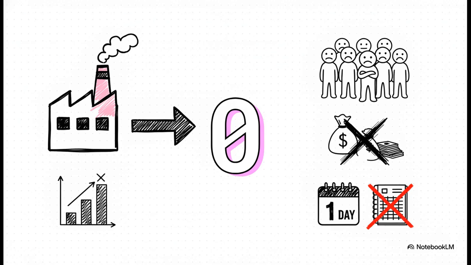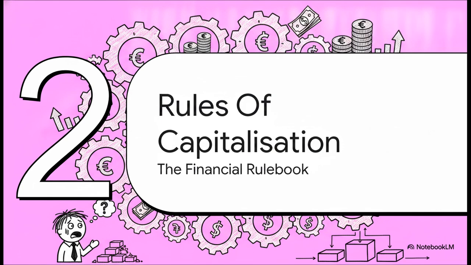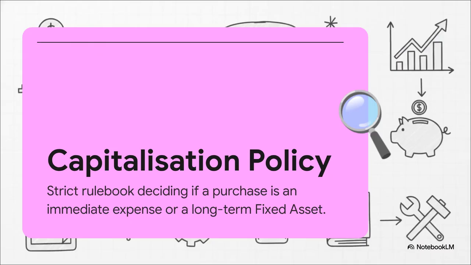And why did this happen? Because the manager completely bypassed the financial guardrails. Which brings us to Section 2, the rules of capitalization. So, in plain simple words, the capitalization policy is this strict financial rulebook. It's the ultimate decider on whether a purchase is just a quick expense that gets used up right away, or if it's a long-term fixed asset that's going to provide value to the company for years.